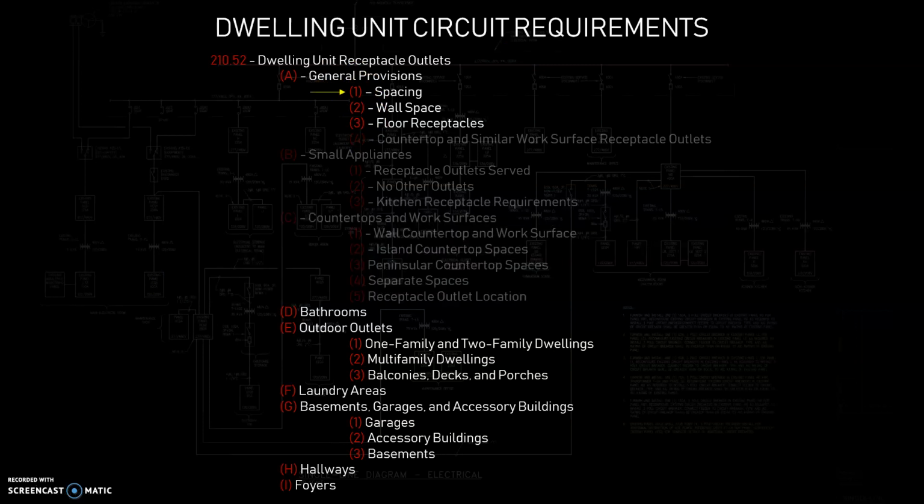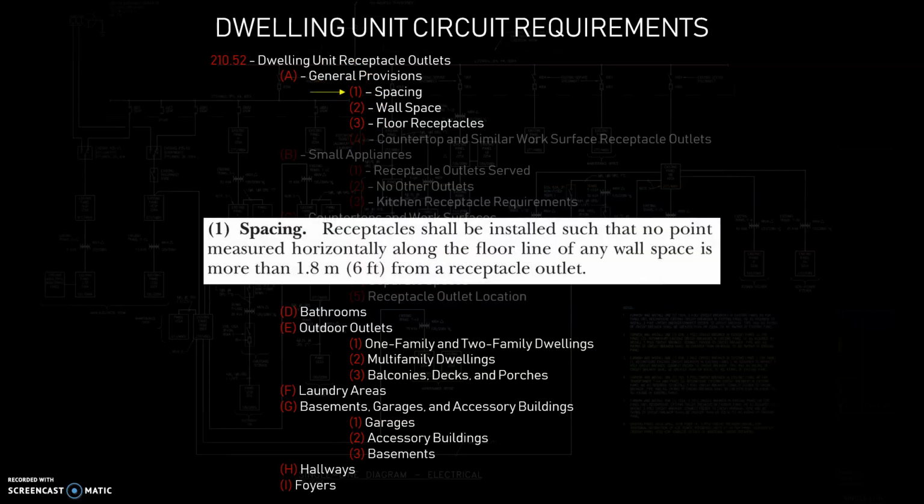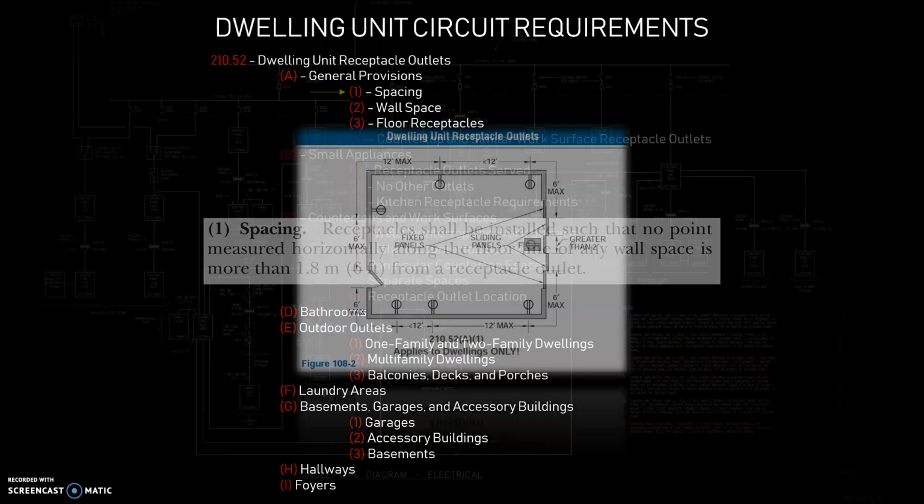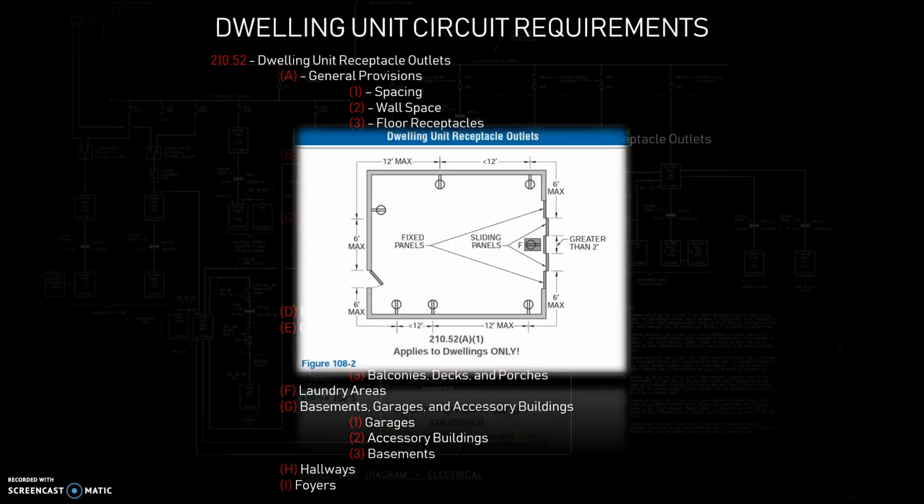So let's see what number 1 tells us about spacing in these areas. Receptacles shall be installed so that no point measured horizontally along the floor line of any wall space is more than 6 feet from a receptacle. It's worded a little confusingly, so let's take a look. Basically a door counts as a break in the wall space. So let's start from a door and measure down to this corner. We continue measuring around this corner until we get to the first receptacle. This space must be less than 6 feet. Same thing from this distance to this receptacle: it must be less than 6 feet.